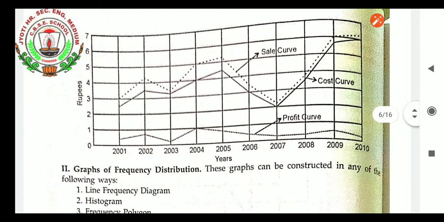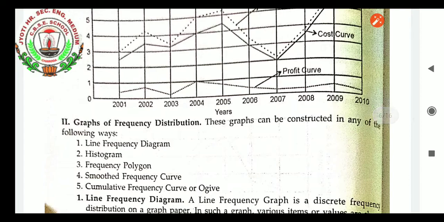As I was explaining to you graphs of frequency distribution, today I will be continuing with that only. The graph can be constructed in any of the following ways, students. One is the line frequency diagram, second is the histogram, third is the frequency polygon, fourth is the smoothed frequency curve, and the fifth is the cumulative frequency curve or ogive.